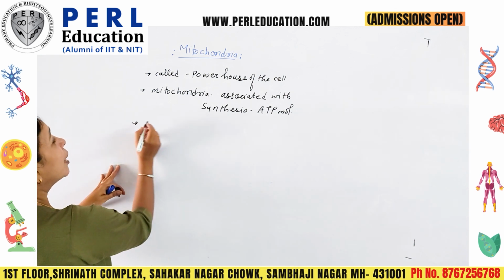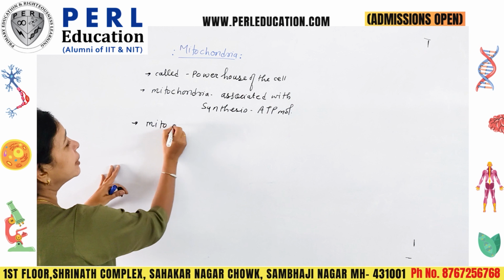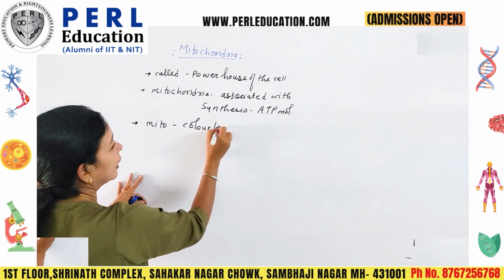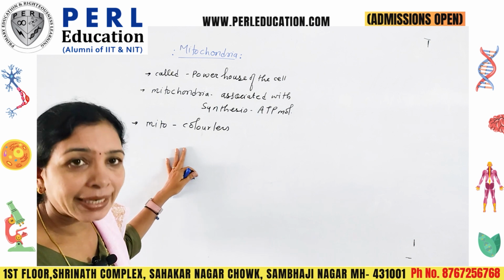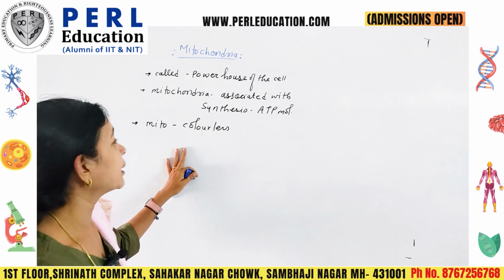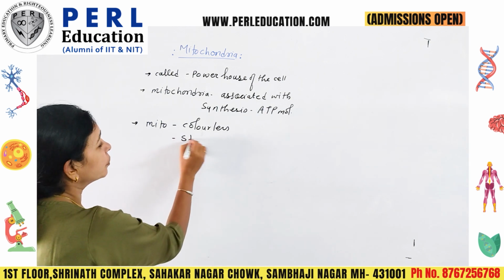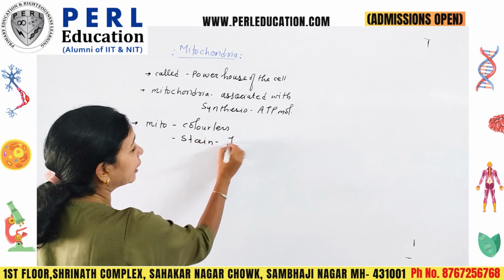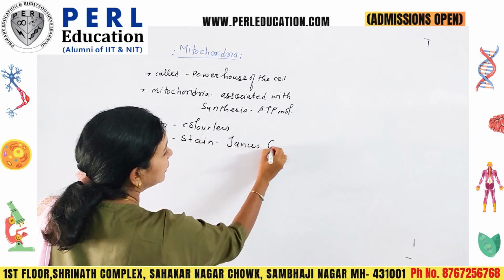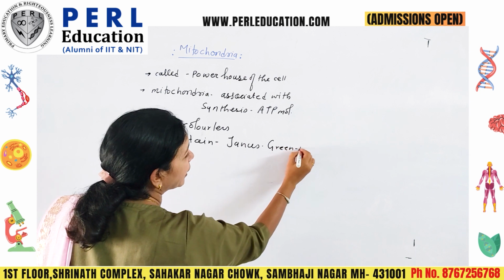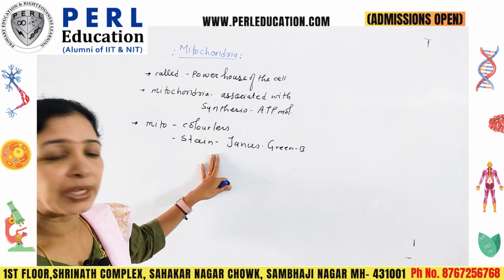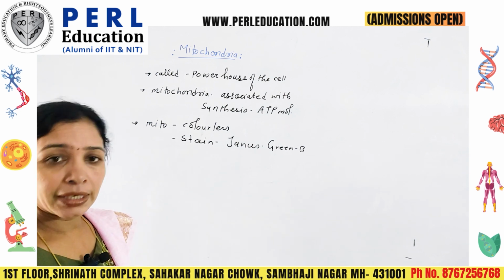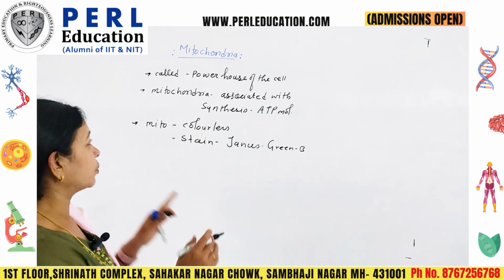First of all, mitochondria is colorless. So study of the mitochondria requires staining or biological coloring. It is colorless, so stain is required. The stain of mitochondria is Janus Green B. This is an organic stain which is used for coloring the mitochondria. After that staining or coloring, we can study the mitochondria.